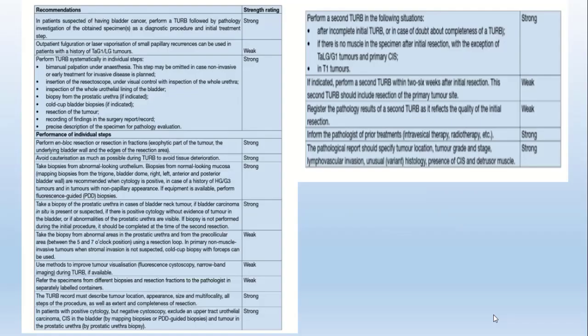These are the guidelines which tell us that a patient suspected of having bladder cancer should go through TURBT as an initial diagnostic and therapeutic procedure. And TURBT should be done in systematic steps, which include a bimanual palpation, which we can omit in non-invasive or early tumors, and inspection of the whole urethra, inspection of the bladder epithelium with orifices, cold cup bladder biopsy, and biopsy of the prostatic urethra, resection of all tumors, and documentation of all findings and recording.